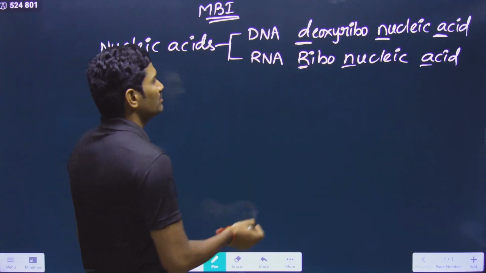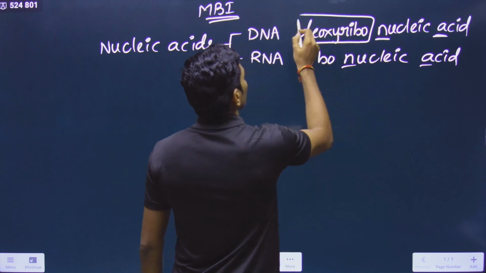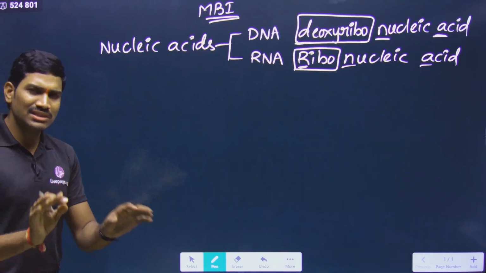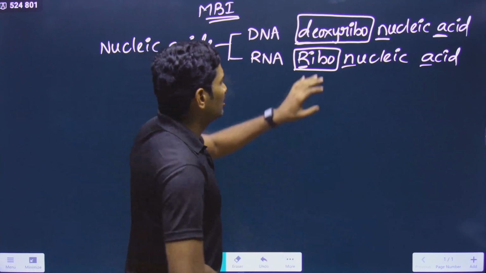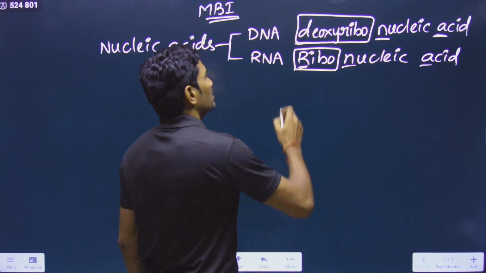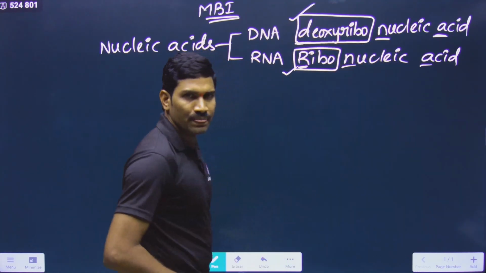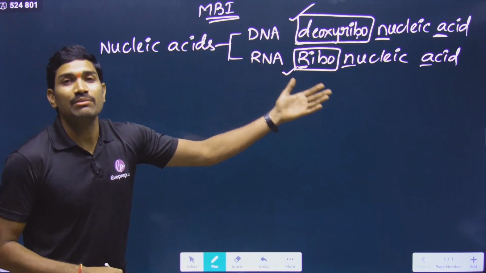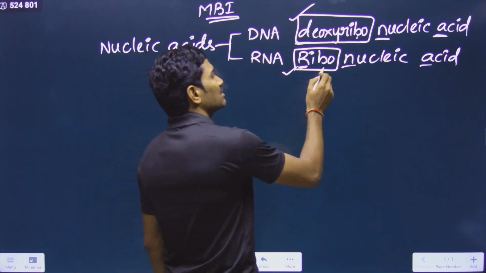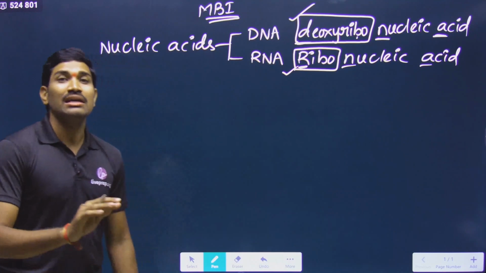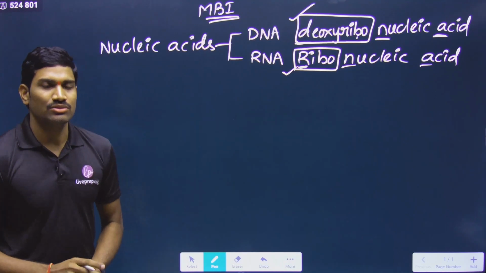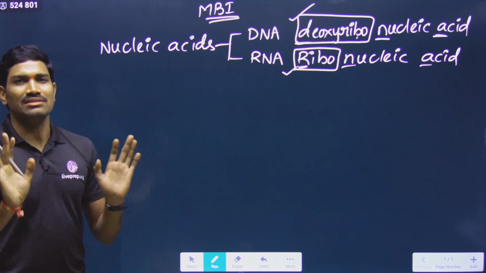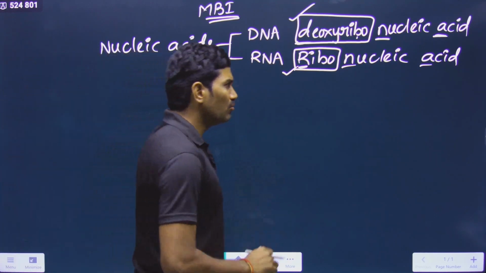And what is the difference between these two? It is the type of sugar that is present. Anyhow, in the coming lectures we will study the structure and details. Here I am giving the conclusion. It is mainly based on the type of sugar. In the case of DNA, what is the sugar that is present? Deoxyribose sugar is present. But in the case of RNA, what is the sugar that is present? Ribose sugar is present. Please observe these points very carefully.